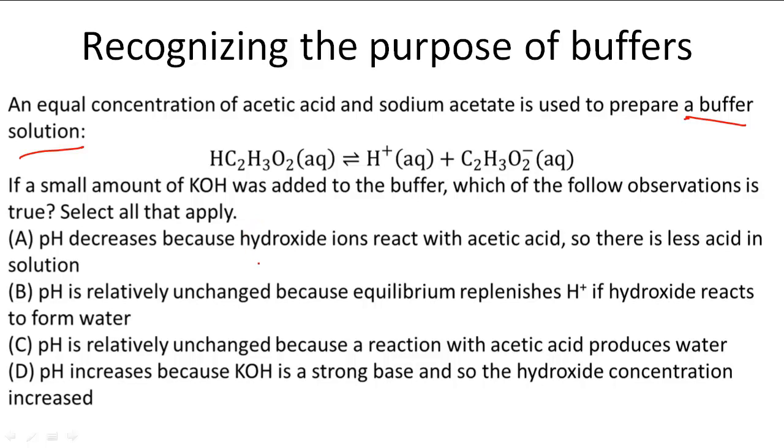Select all that apply. Here it says the pH is going to decrease, and here it says the pH is going to increase. If this is a true buffer solution, we know that A cannot be true and D cannot be true. We know that the change in pH is going to be minimized. So relatively unchanged is a very good term to use. It's going to change very little because we're in a buffer solution. Now let's see if B and C can be our possible answers.